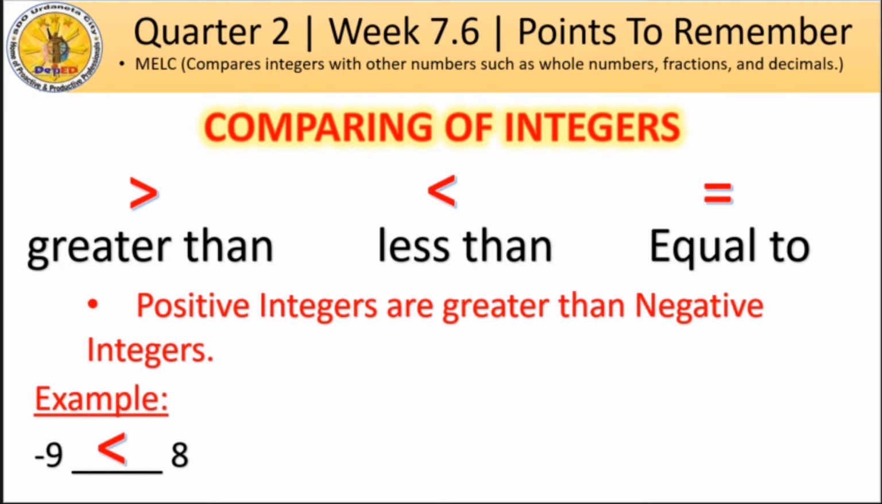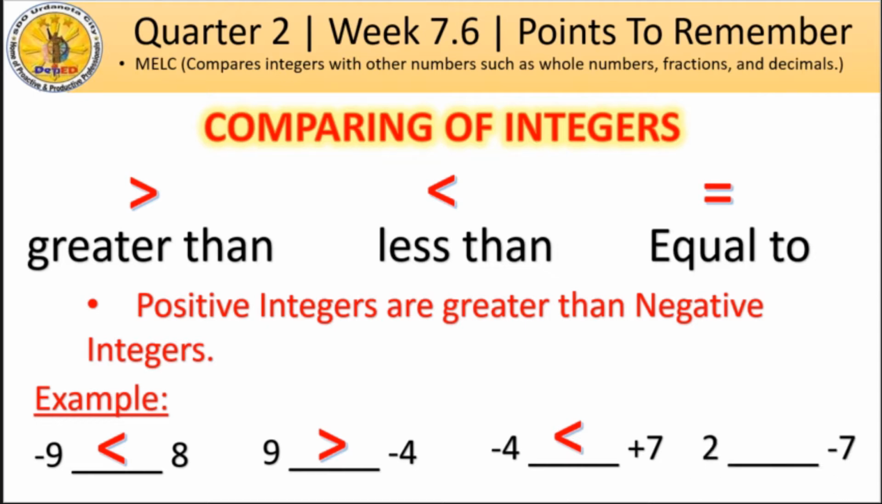And now let's compare positive 9 and negative 4. Since positive is larger than negative, then 9 is greater than negative 4. For negative 4 and positive 7, negative is lesser than a positive number, so negative 4 is less than positive 7. And positive 2 and negative 7, since positive numbers are greater than negative numbers, then 2 is greater than negative 7.